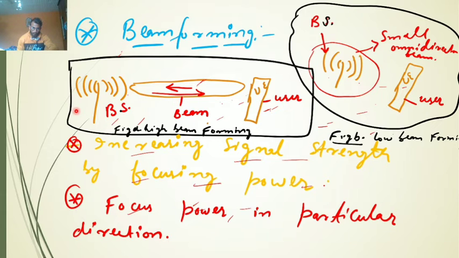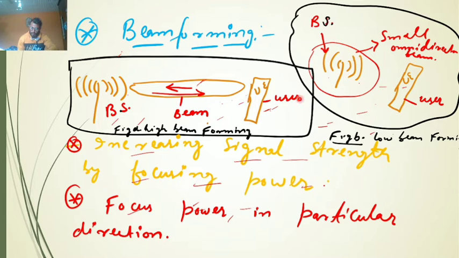Figure A is high beamforming. So what is high beamforming? Basically, this is the base station, BS, and this is the user, UE, and in the middle is a bidirectional beam. The base station serves this user with the help of this beam. This base station focuses its high power beam on this user, and this bidirectional beam works in both uplink as well as downlink. By focusing the high power beam on this user, that is called high beamforming.